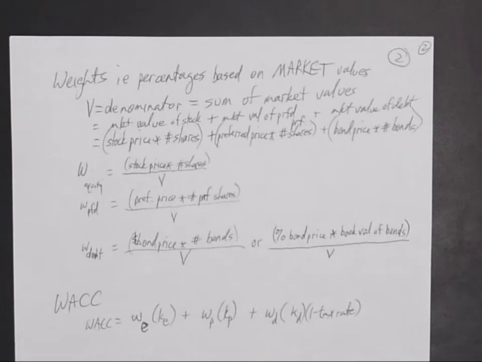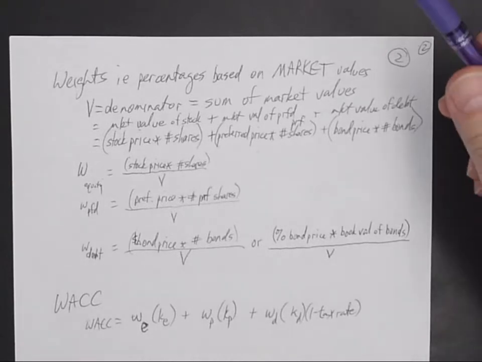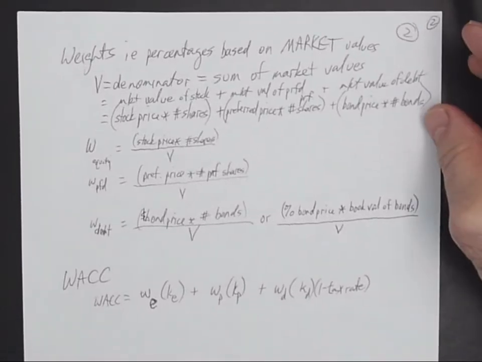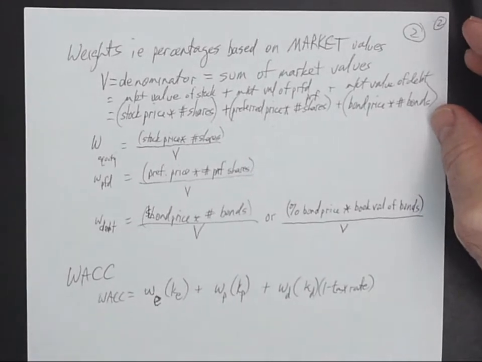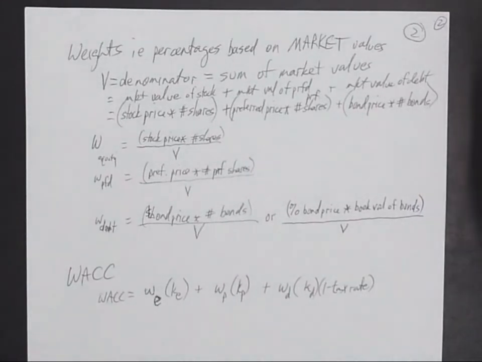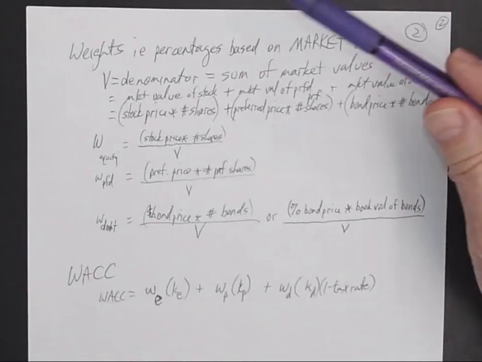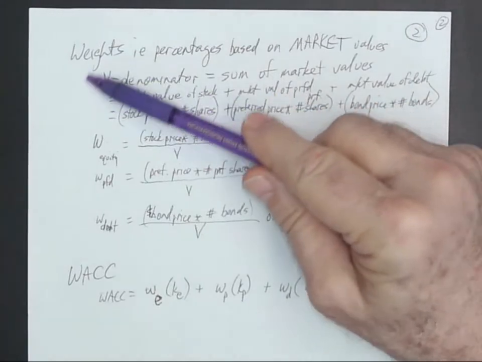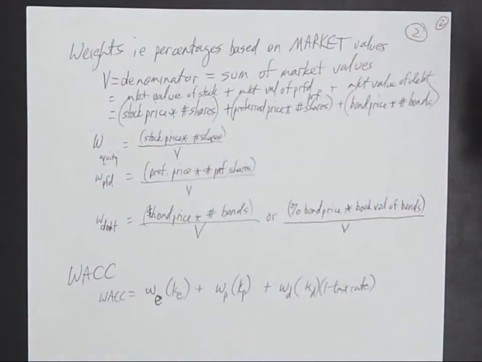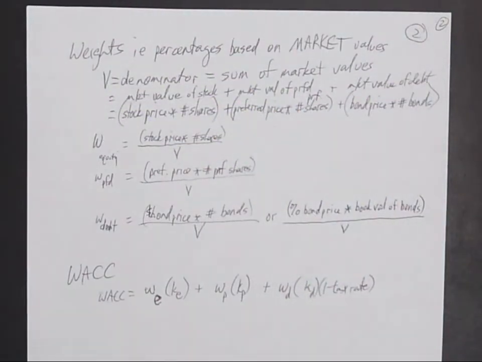So the weights are percentages based on market values. Emphasize market values. There is a problem that we're going to go over, and it does look at book values, but we're really concerned with market values. V is the total value of the firm, including the market value of the stock, market value of the bonds, and market value of the preferred.